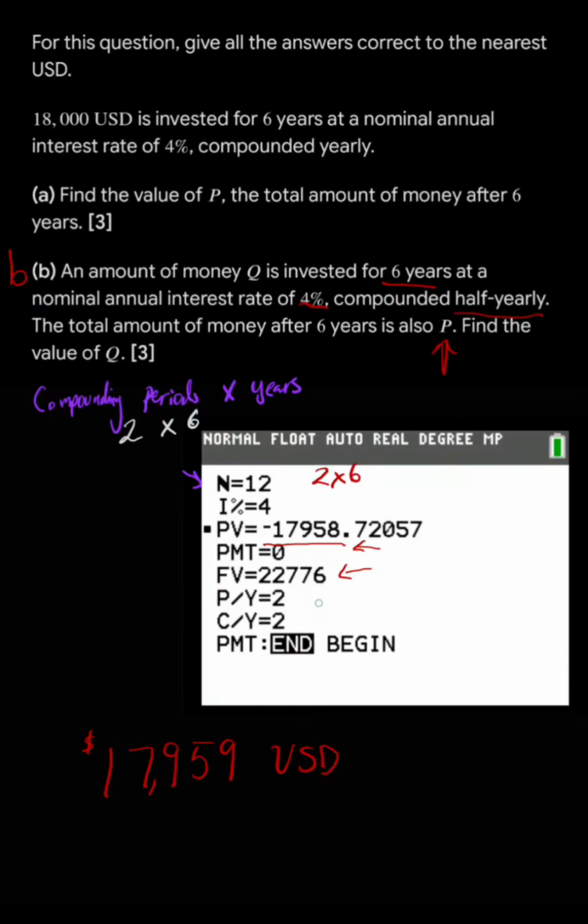The payments per year is going to be 2. We actually don't do payments, but we'll just write 2 because the compounding periods is how many times I compounded per year. And here, again, I have compounded half yearly, so compounding periods will be 2.